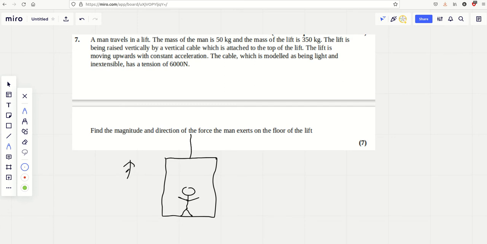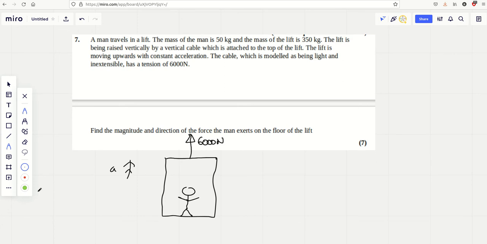So let's make that clear. We've got an acceleration going in that direction. The cable, which is modelled as being light and inextensible, has tension 6,000 newtons, yeah? Now what you want to do first is lump everything together, because then you can find the acceleration. Let's have a look at how that's going to work.